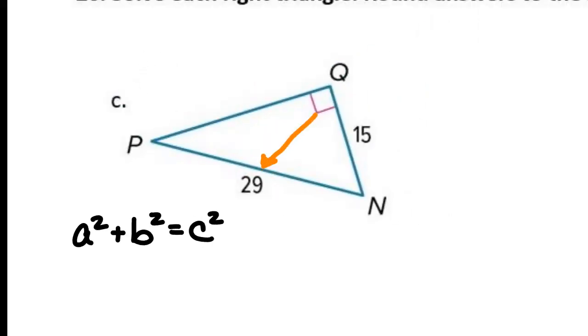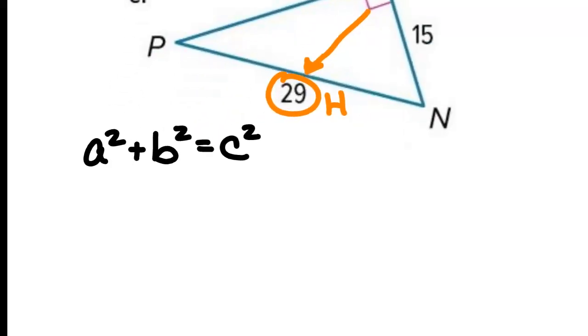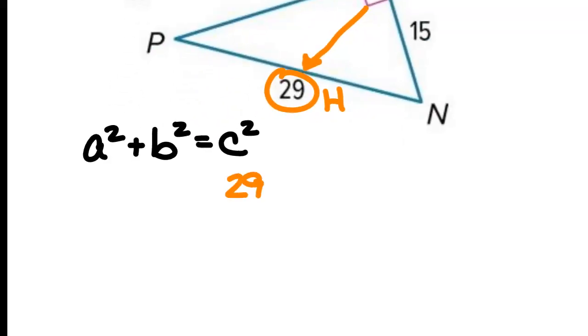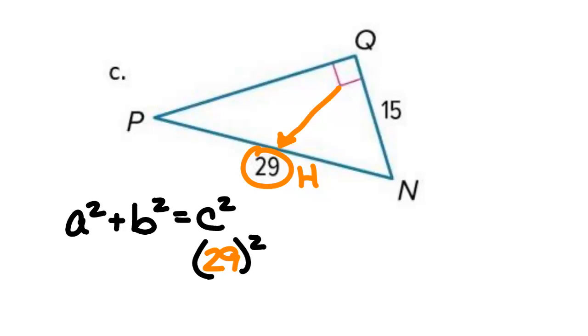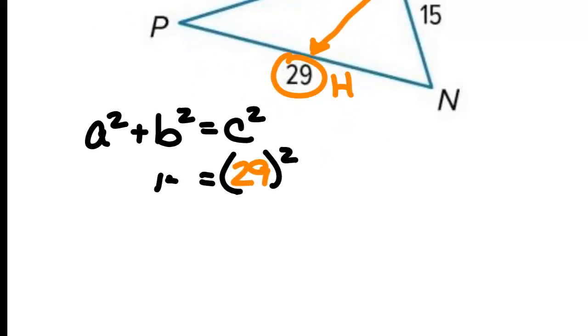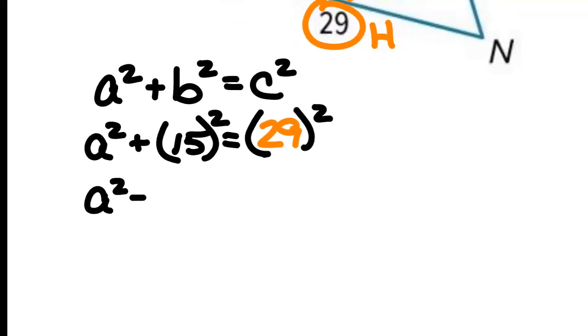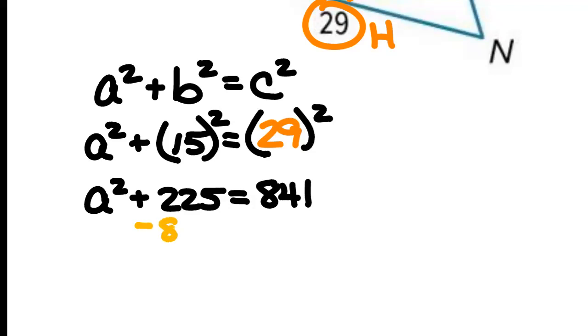In the place of C, we have to put the 29 because it's our hypotenuse. The 15 can go in for either A or B. It does not matter. I'm going to put it in for B because why not? I'm going to leave that side there A, so A squared. So I have A squared plus 225 equals, what is 29 squared? 841. So I'm going to subtract 841 from both sides.